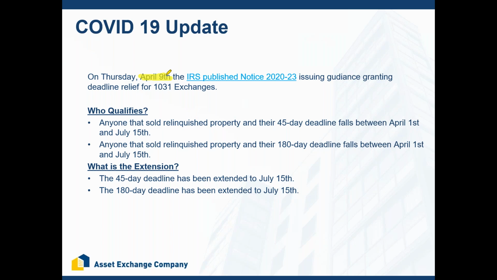On April 9th, the IRS came out and notified us that if you have a current 1031 exchange, you will get an extension on your day 45 and your day 180, but only if your day 45 or your day 180 falls between April 1st and July 15th, okay? So if you have a day 45 that falls between April 1st and July 15th, or a day 180 that falls between April 1st and July 15th, you get that date pushed back to July 15th, all right? Does that make sense? I know, it's a little confusing. It's not a great extension. We were hoping for something different, but this is what the IRS gave us.